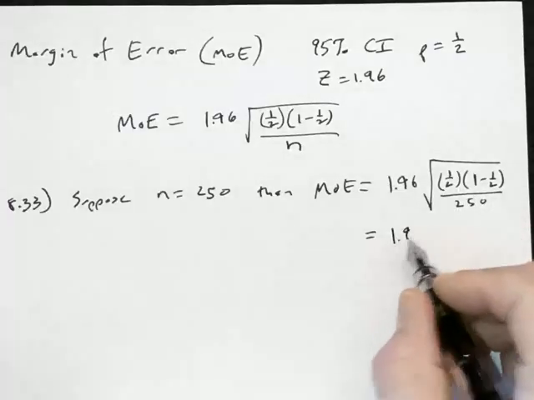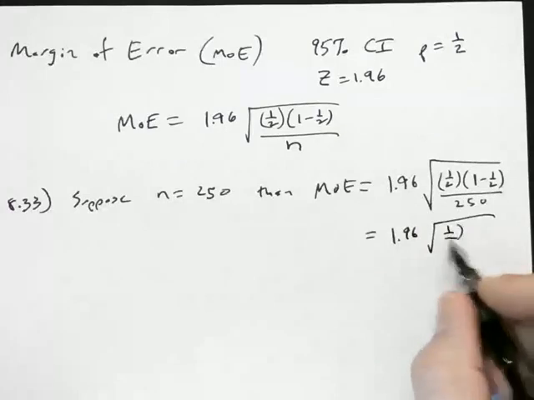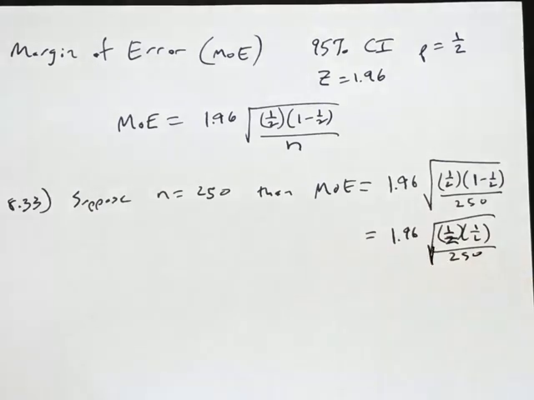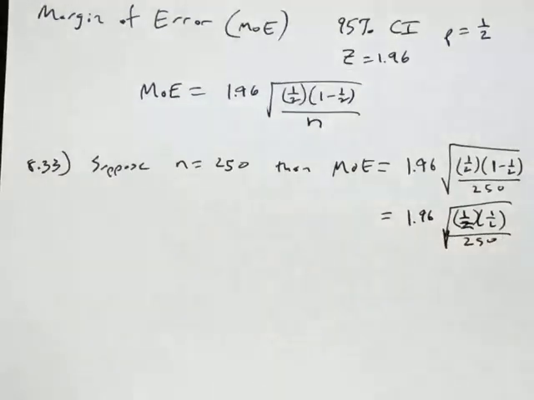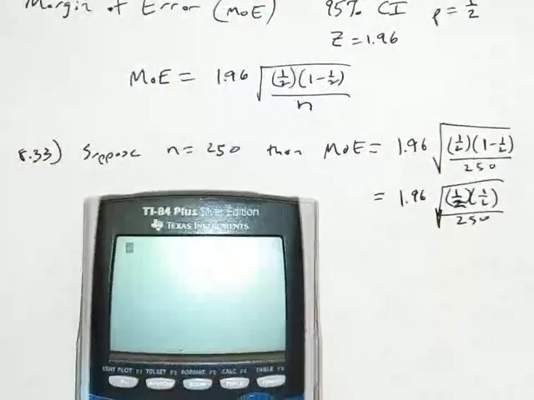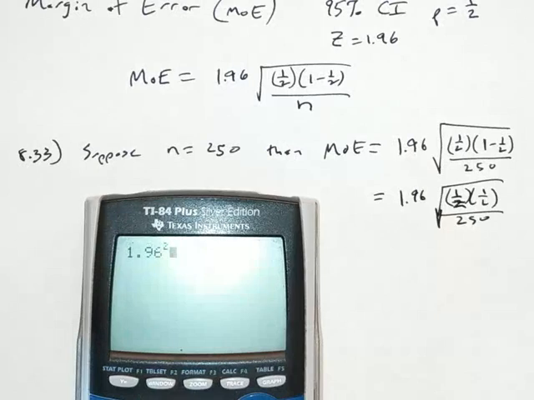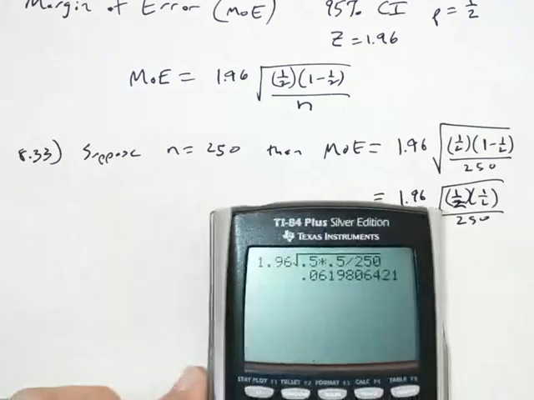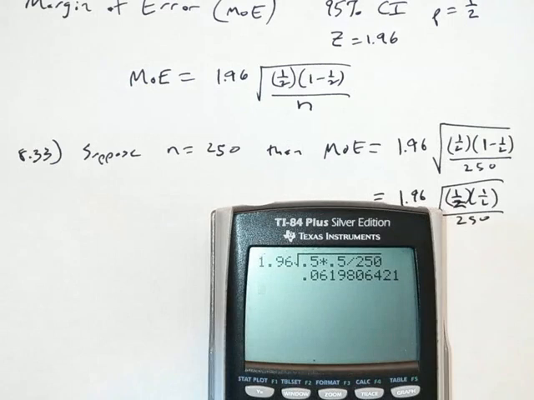Notice 1/2, 1 minus 1/2. That's 1/2 times 1/2 here on the top. Square root goes all the way down. So now it's just calculator driven. 0.0, now that's a percentage. This particular survey of 250 people would tell me I have a margin of error of 6.2%.